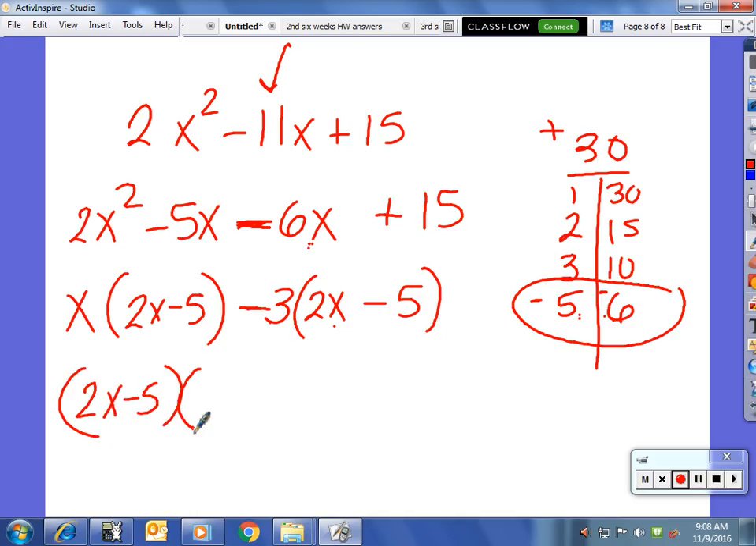So what am I left with once I take out that 2x minus 5? I'm left with x minus 3. If I take out this 2x minus 5, I'm left with this, the x. If I take out this 2x minus 5, I'm left with the minus 3. That's my winning pair.